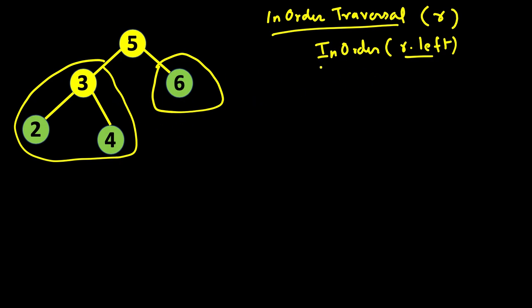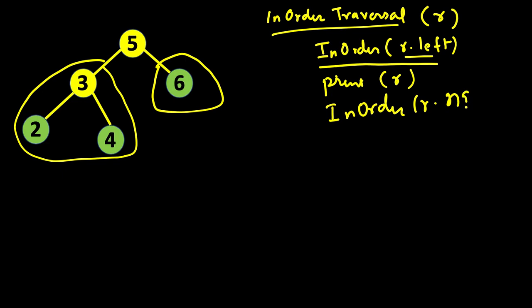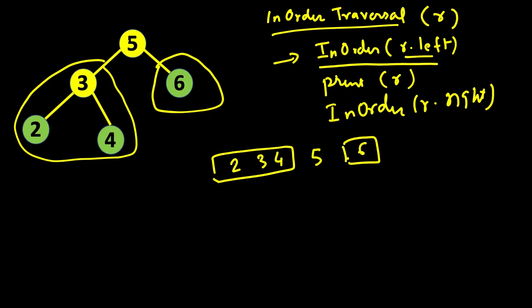So after this call completes, this will again call for its left and right. Once this call terminates, it would have printed all 3, 2, and 4. Then we print root. And then we do in-order of root right. This is the in-order traversal. So after this returns, it would be printing 2, 3, and 4 in some order. Then we will print 5. Then we will print the right subtree, which is 6.